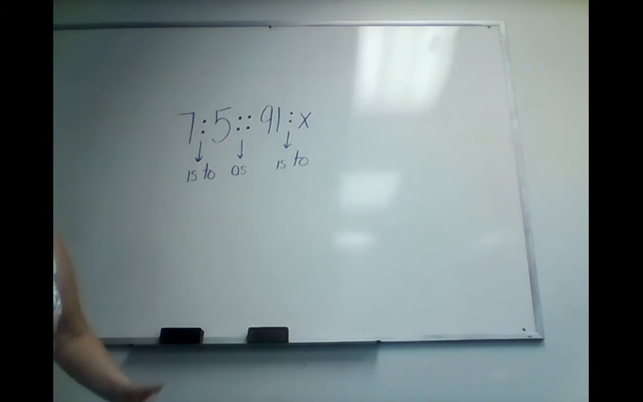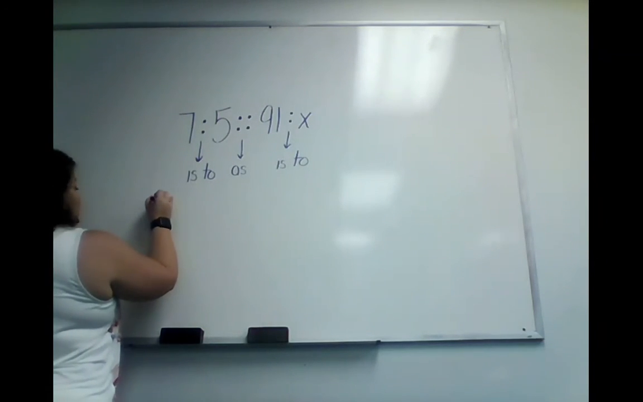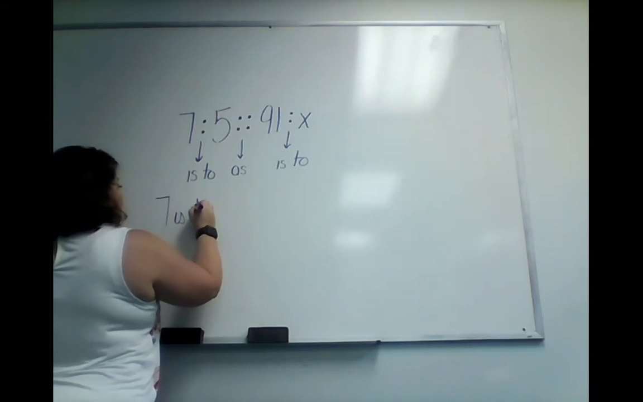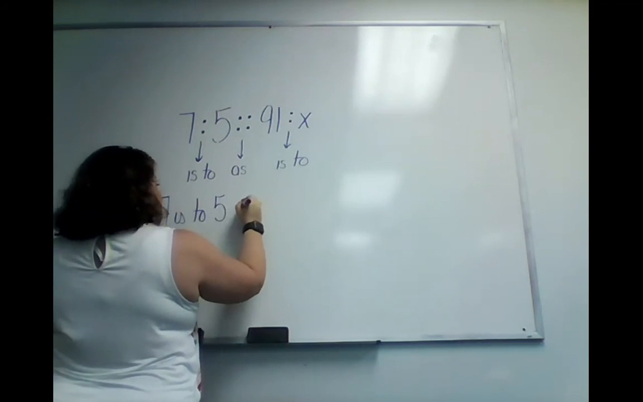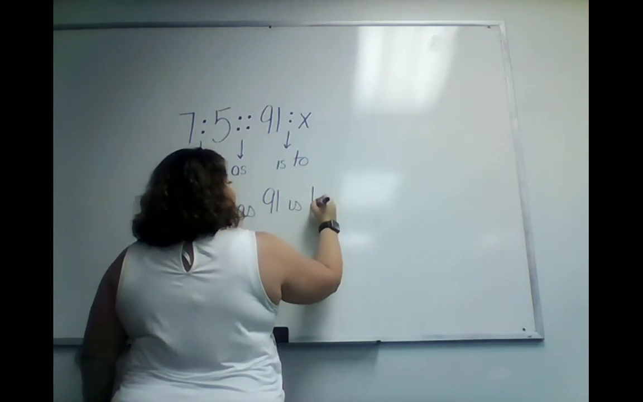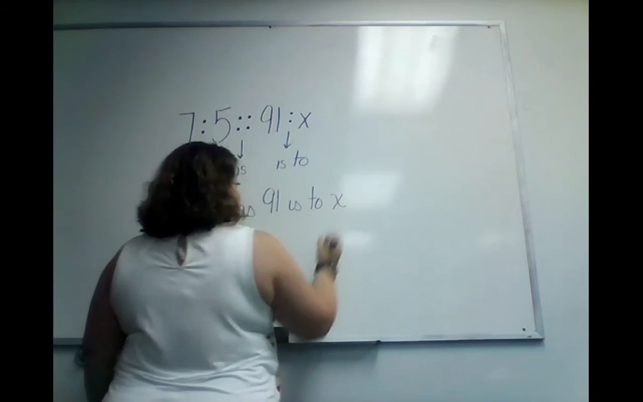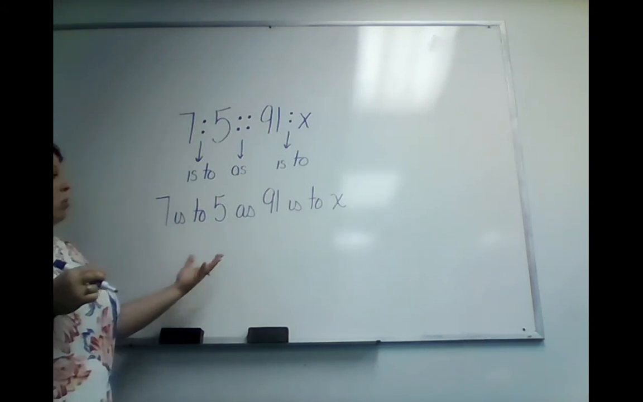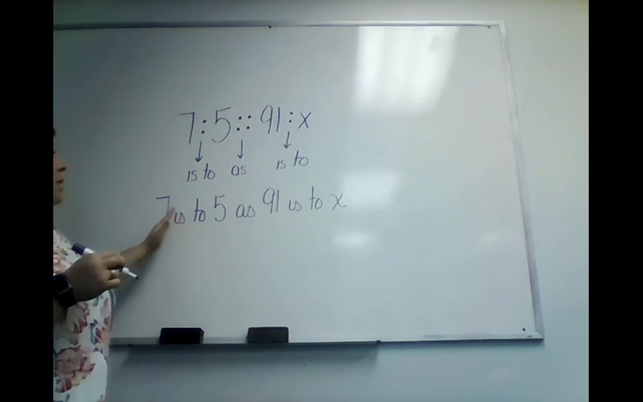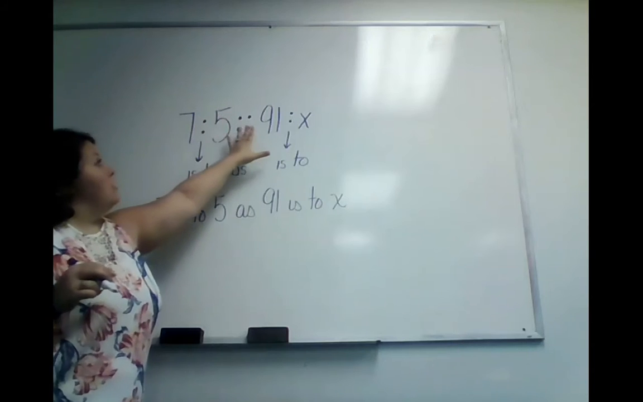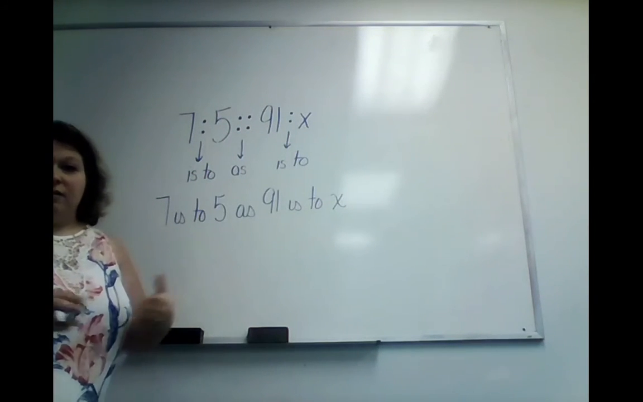So if we were going to write this out, really what this means, or even when you say it, is 7 is to 5 as 91 is to x. So that's what this ratio looks like in terms of words. But when you write the problem out mathematically, it's a lot easier and faster to replace all of these words with dots. So that's where the dots come in.